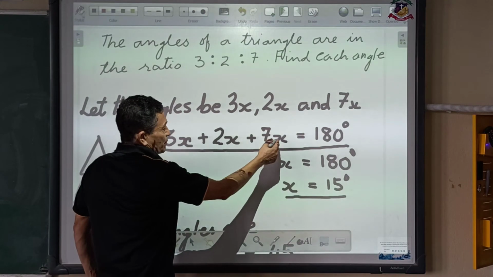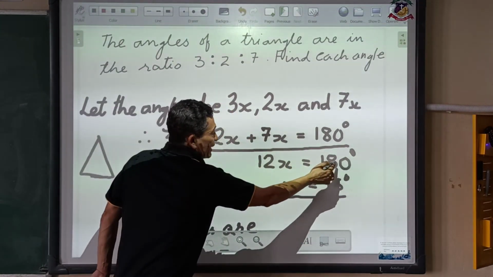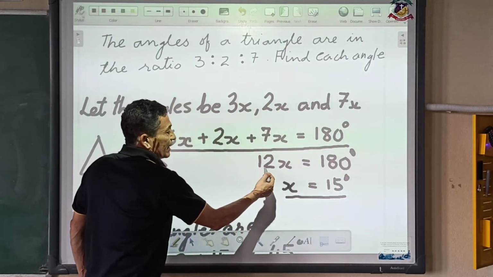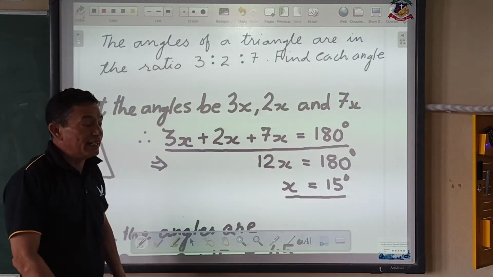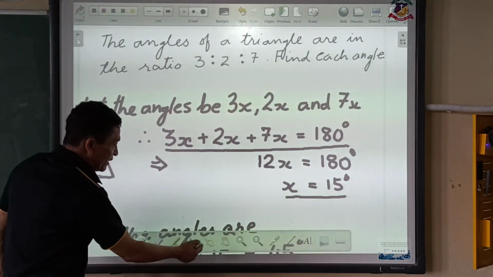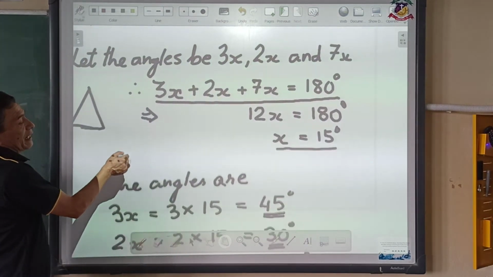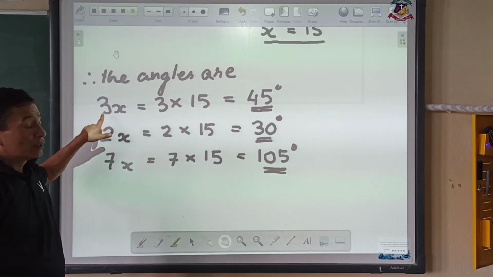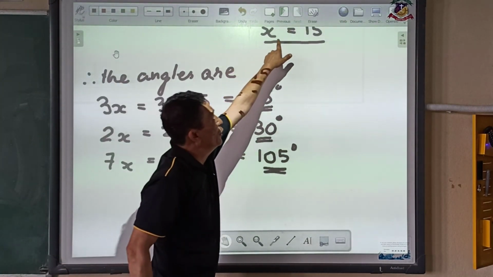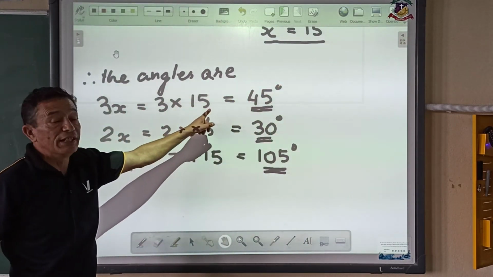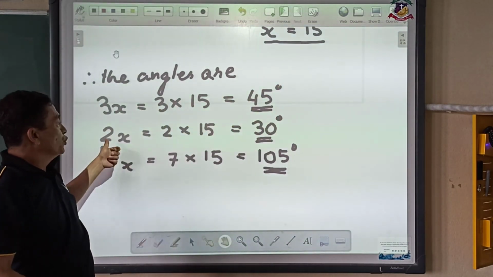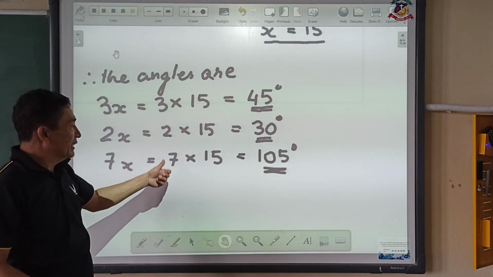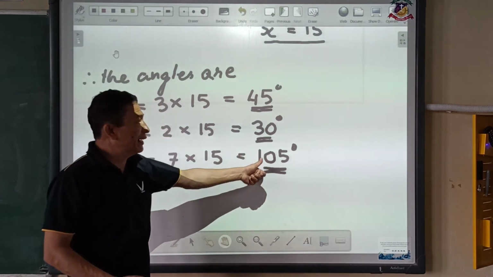So, 3x plus 2x plus 7x gives me 12x, which equals 180. So, x will be equal to 180 divided by 12, that gives me 15. So, the value of x is 15. Once I get the value of x, then I can find the three angles. The first angle was 3x, so 3 into 15 gives me 45. 2x, that is 2 into 15, will give me 30. And 7x, that is 7 into 15, will give me 105.